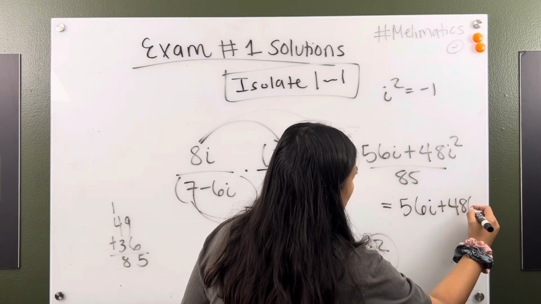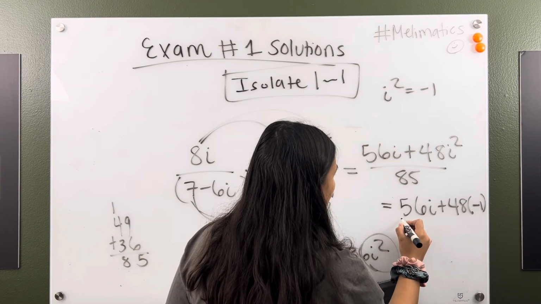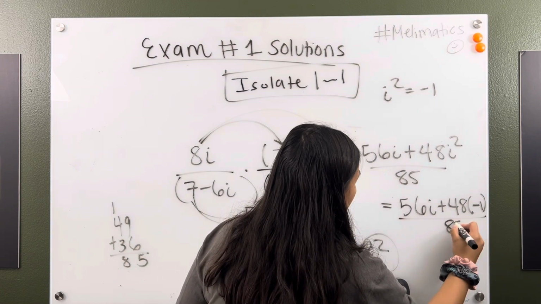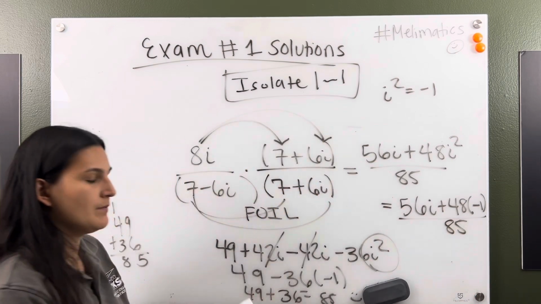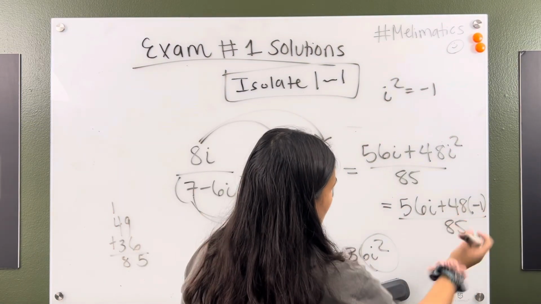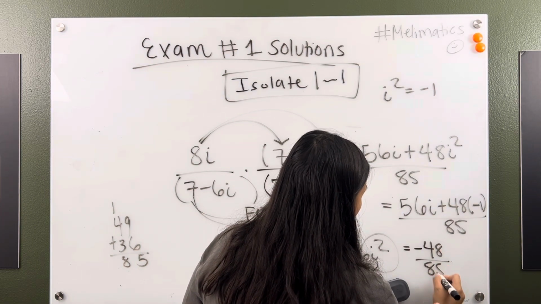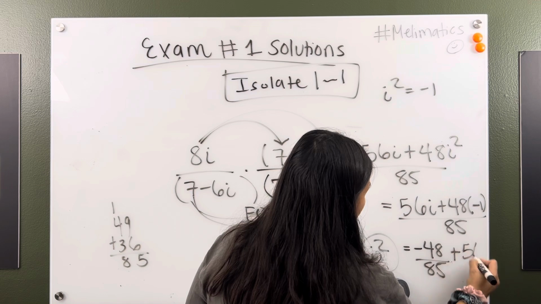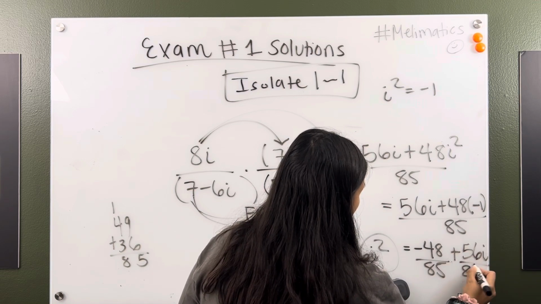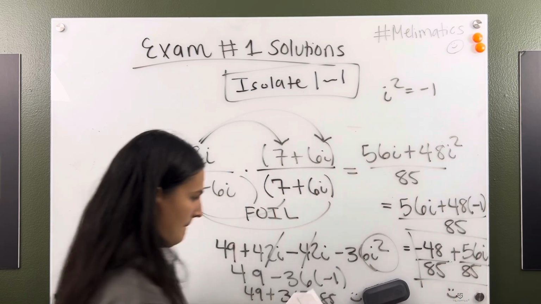So you have to multiply 48 by -1. Okay, now I have to write it in standard form, which means I put the number first and then put the imaginary in the back. So we know that this 48 times -1 is -48. And then put the 56i, the imaginary, in the back. And of course, they're both divided by 85. So this is our final answer.